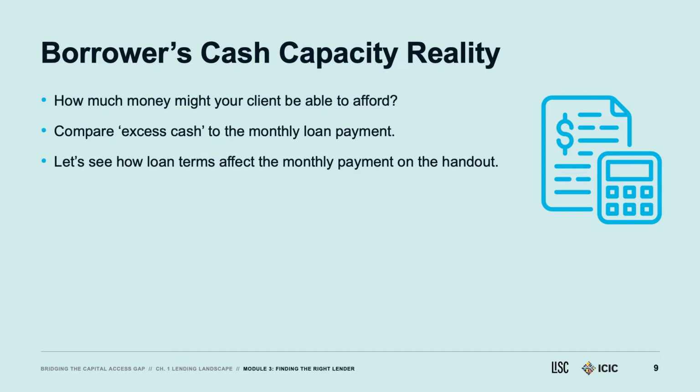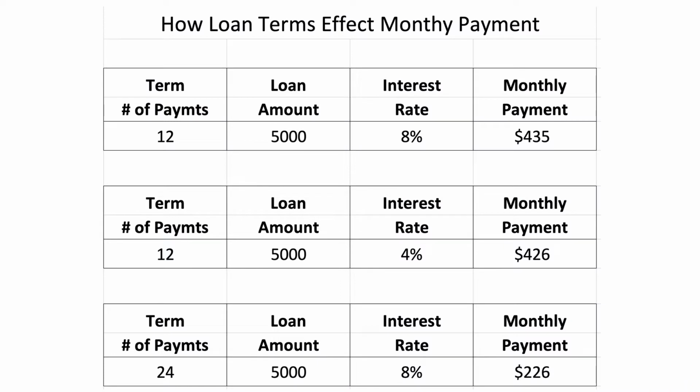So that's where we're looking for this thing called excess cash. It's the money left over each month after all the bills are paid. And we will cover that in more detail in the future modules. But if they only have $200 left over after they pay all their bills each month and all their expenses, but are seeking a loan that has a $700 or $800 a month loan payment, you may not have a match that a lender is willing to consider. So again, let me just give you a little information about how loan terms affect the monthly loan payment by moving to a new handout that just gives you an example of this.